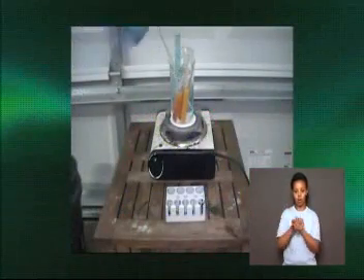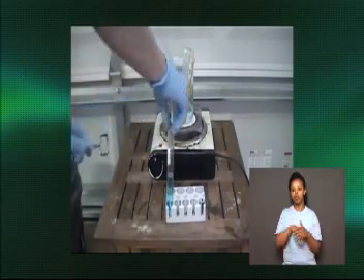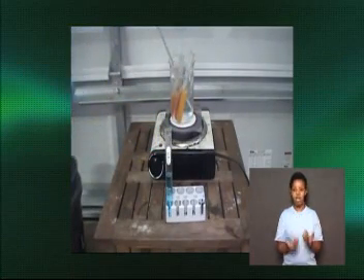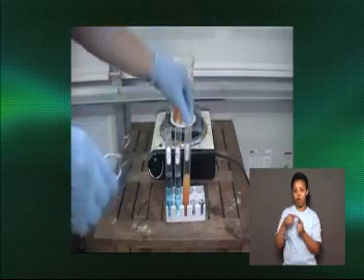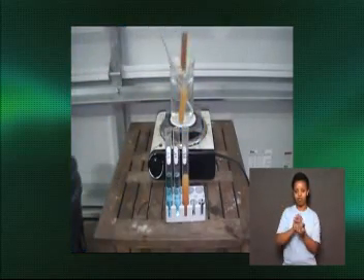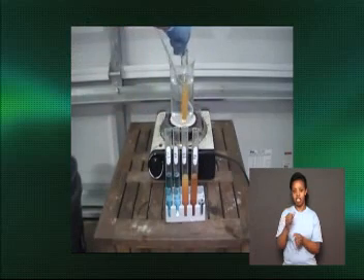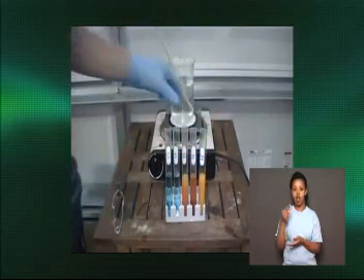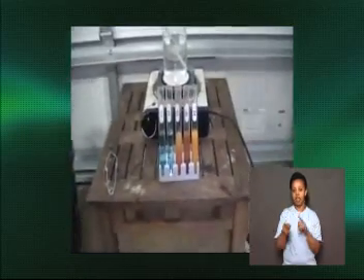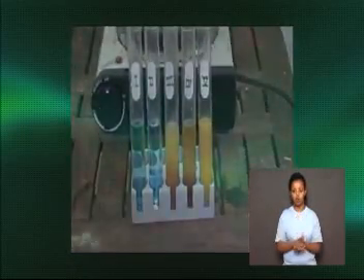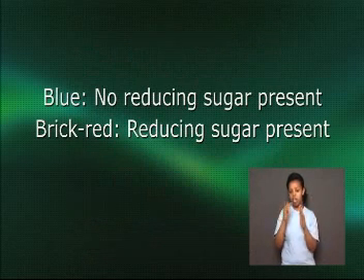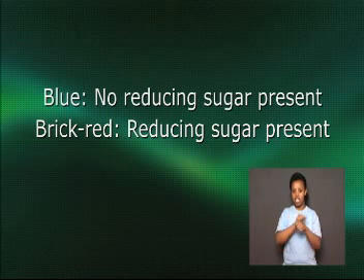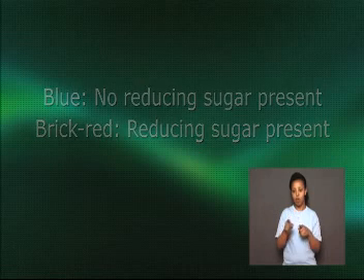The solution also changes color to show the amount of sugar. During boiling, the solution should progress from the color blue to green, yellow, orange, red, and then brick red or brown. A change in color signifies the presence of sugar. Blue means there is no reducing sugar present, and brick red means there is reducing sugar present.